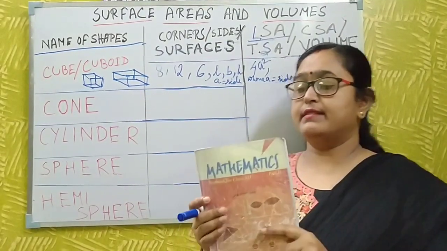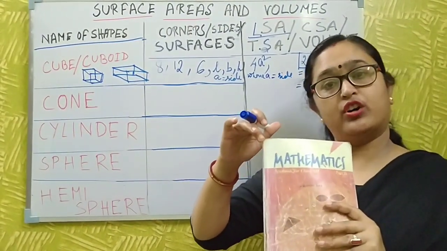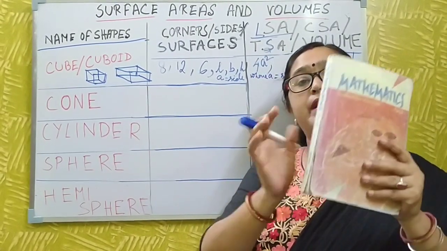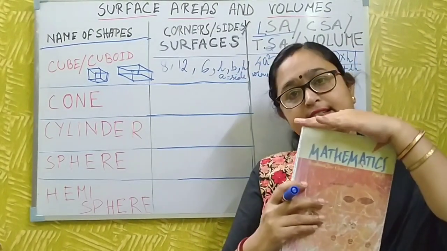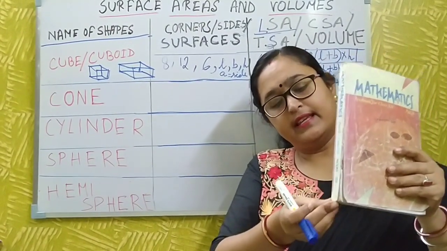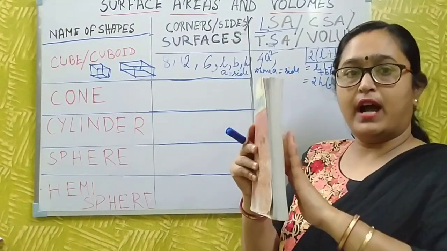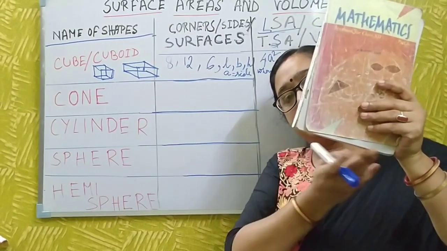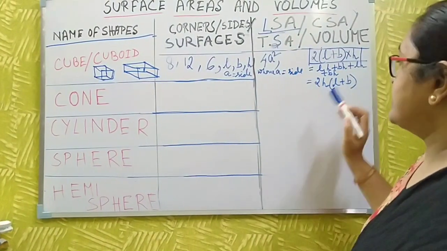Now I repeat again. This is the breadth of the book and this is the length of the book. For the lateral surface area, except top and bottom, the 4 surfaces are there. This is called the lateral surface. Here this is breadth and this is height, and the same here, breadth into height, and then length into height, the same as this length into height. That's why the lateral surface area of a cuboid is this.